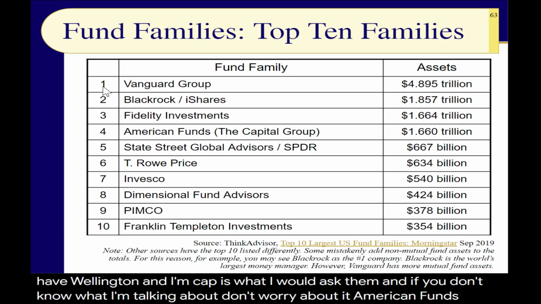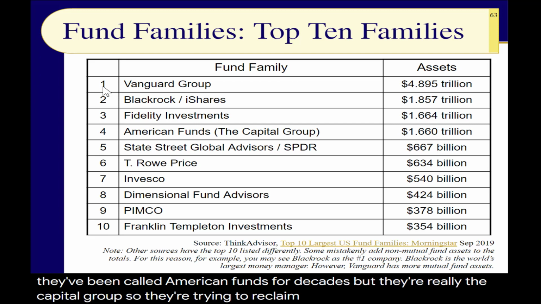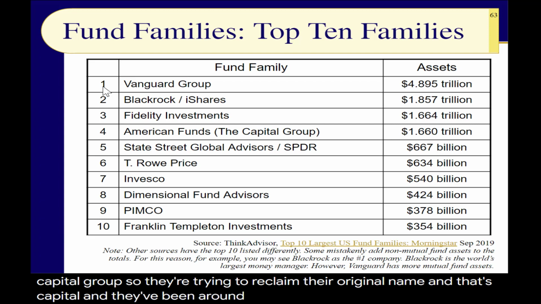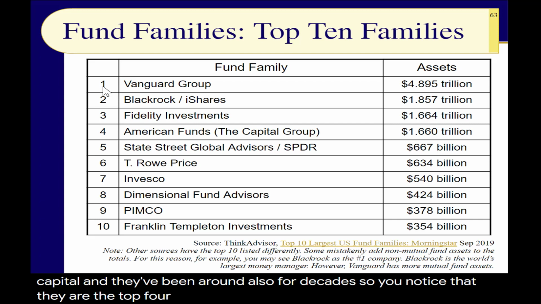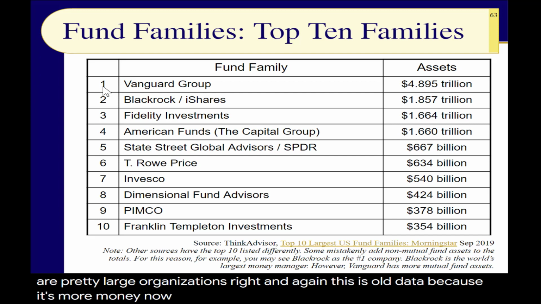American Funds, they've been called American Funds for decades, but they're really the Capital Group, so they're trying to reclaim their original name, and that's Capital. And they've been around also for decades. So you notice that the top four, and of course Vanguard's way ahead of the others, are pretty large organizations, right? And again, this is old data because it's more money now that the market's done very well the last 2 years.